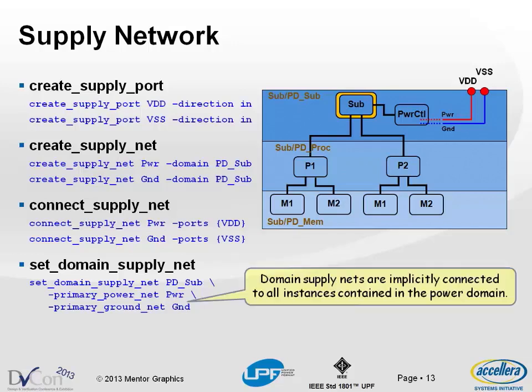Effectively, the primary supplies of a power domain are implicitly connected to every instance in the set of instances that's part of that power domain. And this is how we connect the values on the power ports, the supply ports, to the behavior of the elements in that power domain. In simulation, we'll change the behavior of the elements in that power domain based on the status of the supply nets. That's the essential idea about power-aware simulation.